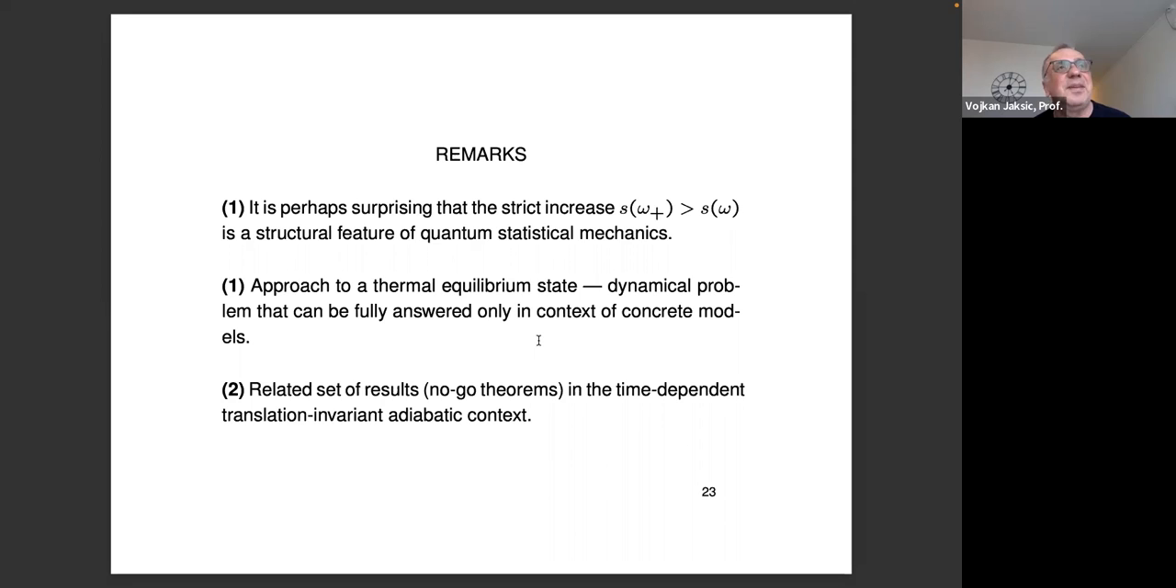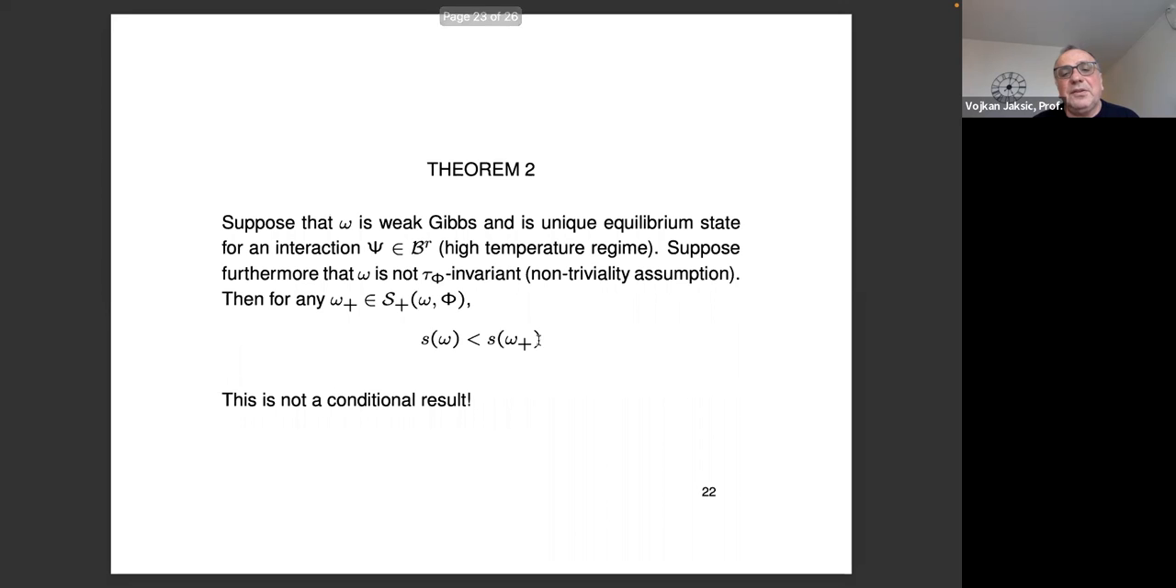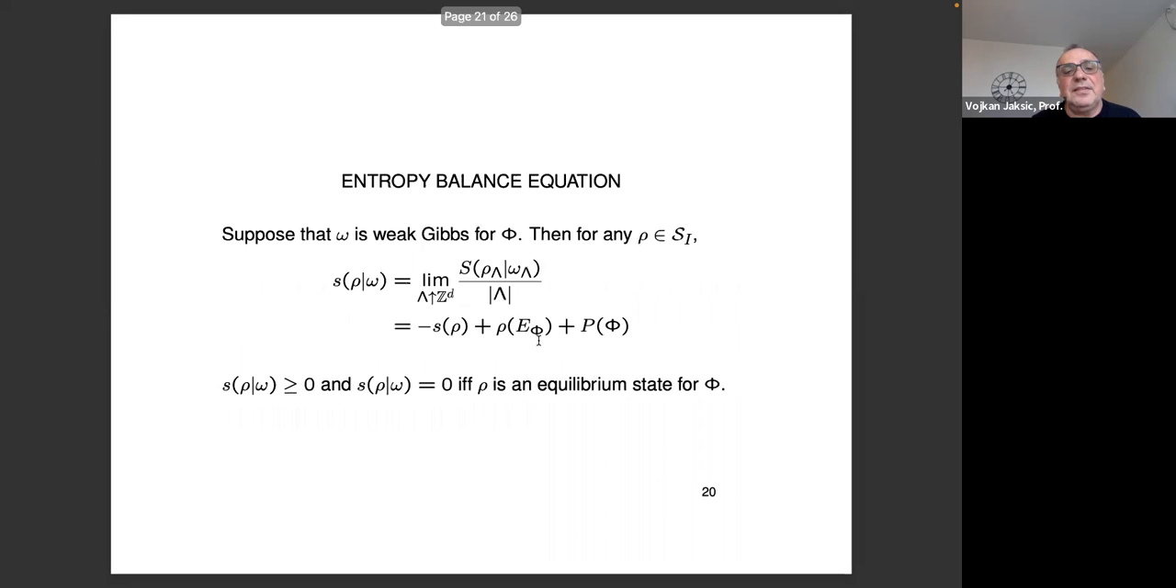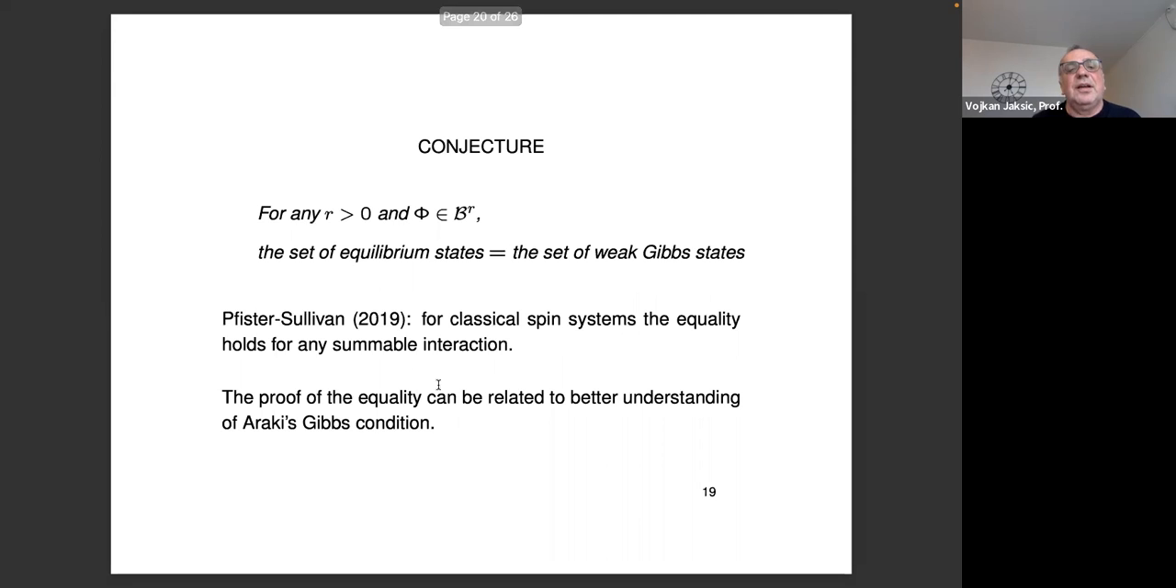So I think, to answer your question, if it is an answer, the central issue, if one really would like to understand things better, is the following. Forget about phi in BFR: you can ask for which sets of interactions the set of equilibrium states is equal to the set of weak Gibbs states.